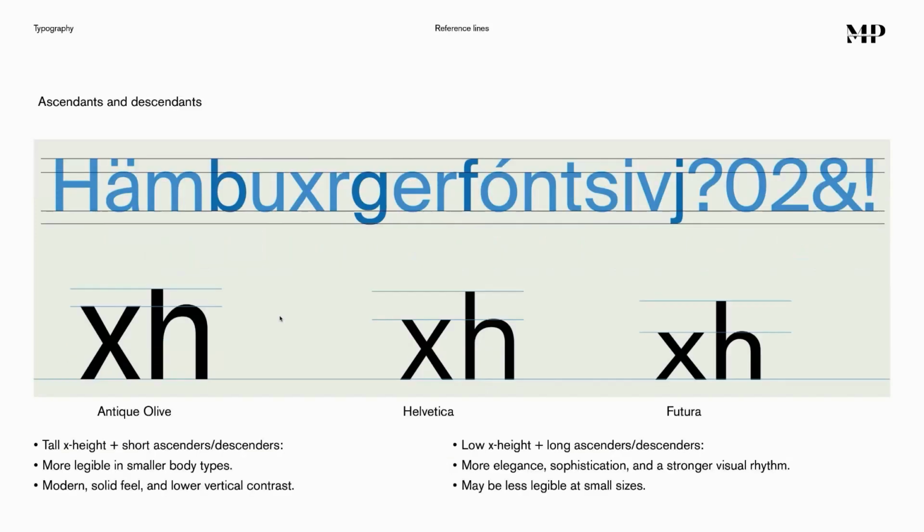To give us a general idea, we could summarize by saying that a high X height with short ascenders or descenders produces more readability in small sizes, a sense of modernity, solidity, and less vertical contrast. On the other hand, a low X height like Futura with longer ascenders and descenders will produce elegance, sophistication, and a more pronounced visual rhythm, but it may be less legible at small sizes.